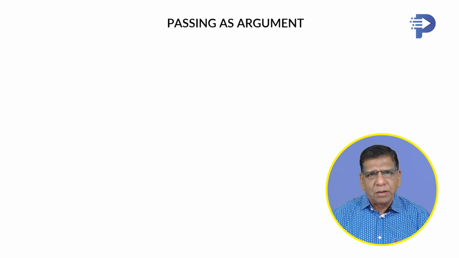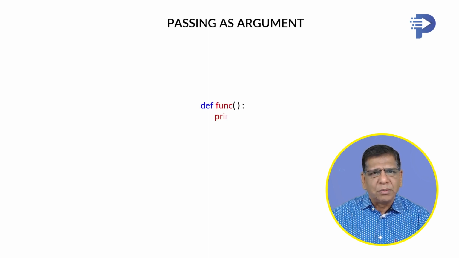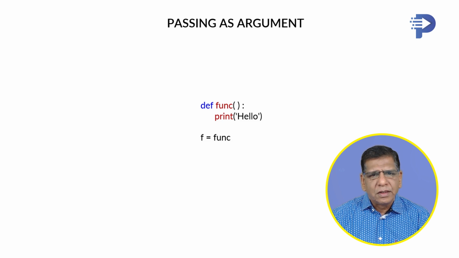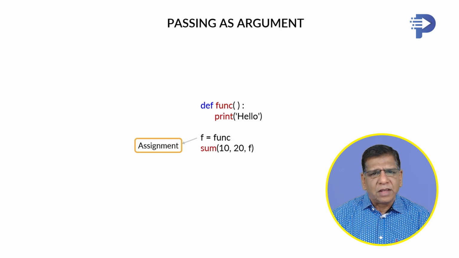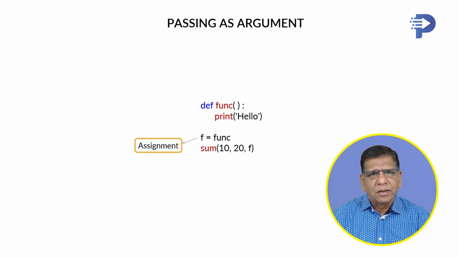Let's now see how we can pass a function as an argument. Suppose we have a function called func which prints out a message hello, and then we assign func to a variable f. Having done that, we would call a function sum to which we will not only pass 10 and 20 but we will also pass f. Means the variable to which we have assigned the function func, that variable itself we are passing to sum.